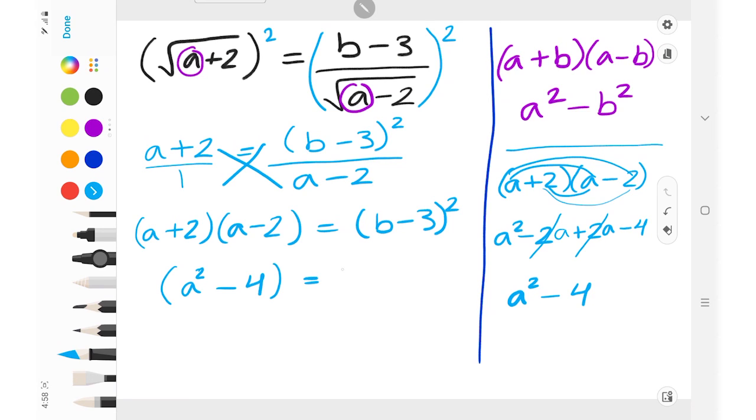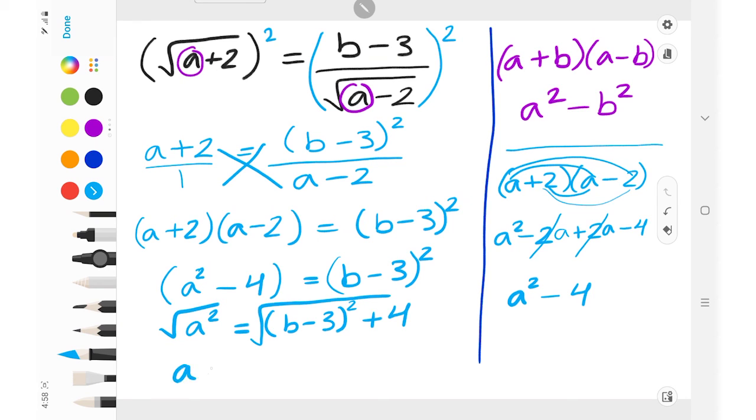Now here I will have b minus 3 squared. I want to make a the subject of the formula. So I will bring the 4 to that side. A squared equal b minus 3 squared plus 4, square root, and when I take the square root, we will take the negative and positive answer. I will have plus or minus the square root of b minus 3 squared plus 4.